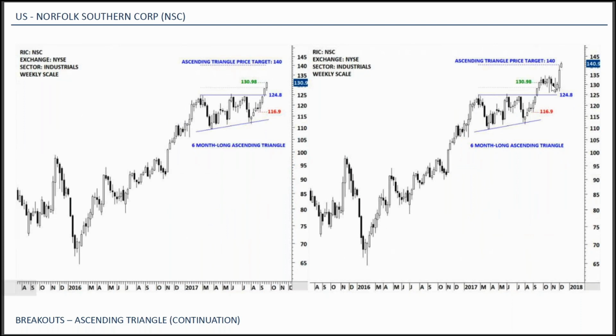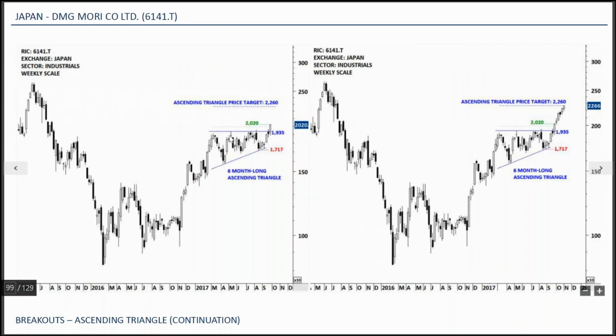Norfolk Southern, a clear 6-month long ascending triangle, several tests of the chart pattern boundary, breakout takes place, pulls back, and then reaches the chart pattern price target. This was a Japanese company, several tests of the chart pattern boundary, rising lows, breakout takes place. This time there is no pullback, it immediately reaches the chart pattern price target. As I said, the best opportunity arises when the breakout takes place.